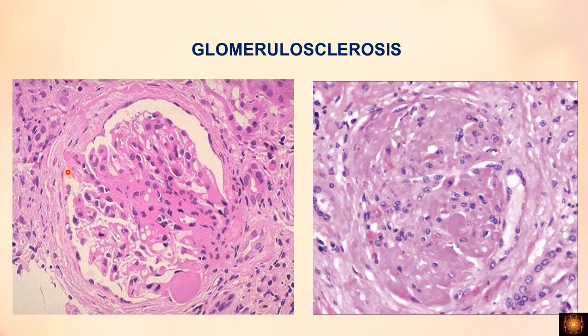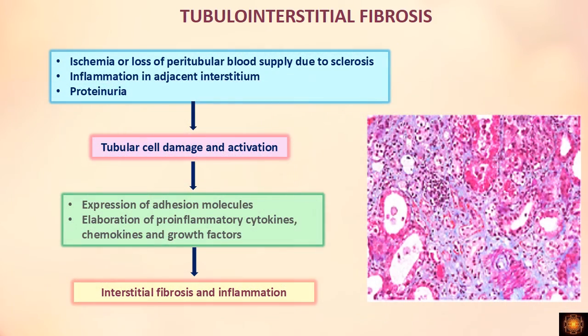This is the microphotograph. You are seeing this is a glomerulus, and initially it is a part of the glomerulus which is showing the sclerosis. Later on, the entire glomerulus will undergo glomerulosclerosis. The last is, after the glomerulosclerosis, the patient develops tubulointerstitial fibrosis.